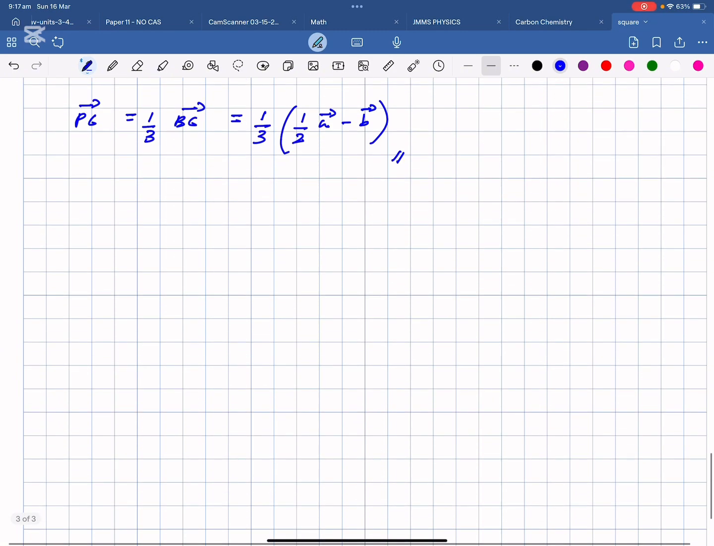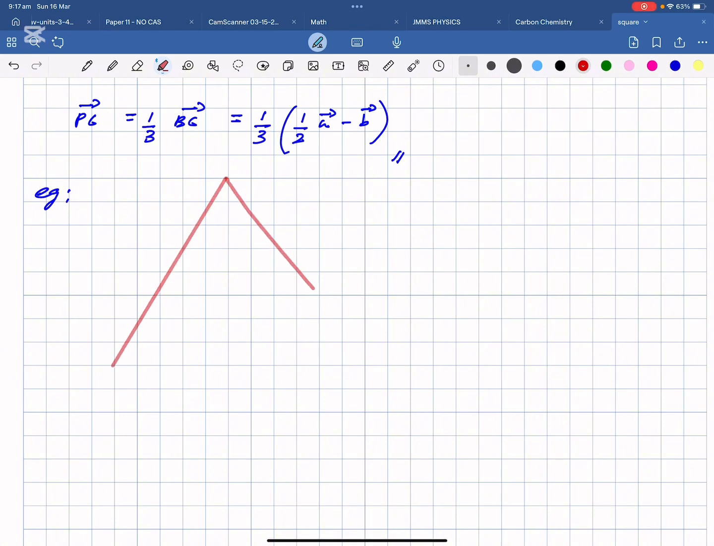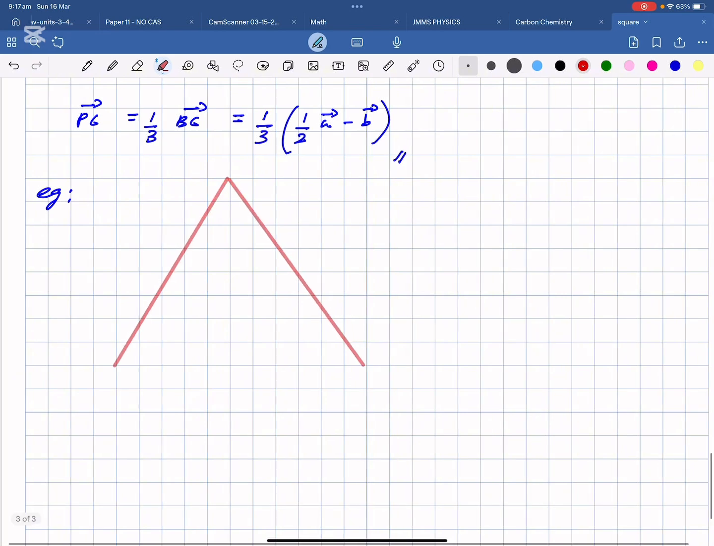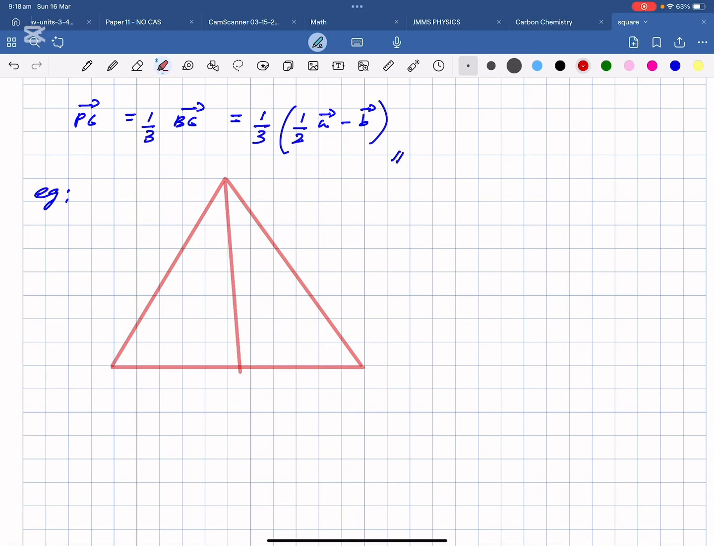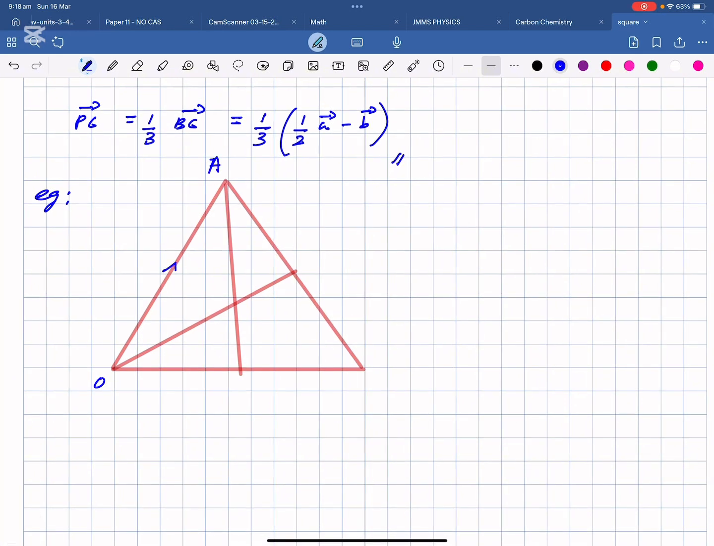Okay, think about the same question but given in this way. So let me draw this one for you. So if I draw this, it would be like this. What we have is OA vector given to you as A, OB vector given to you as B. This is a perpendicular bisector, for example.